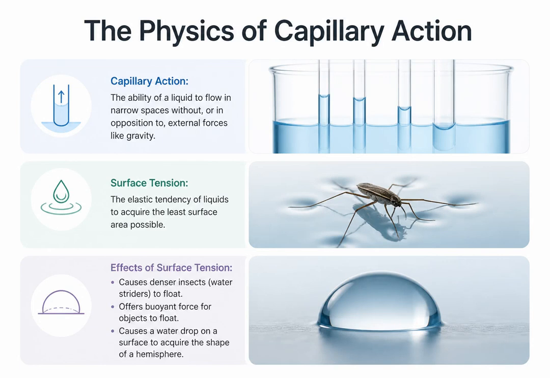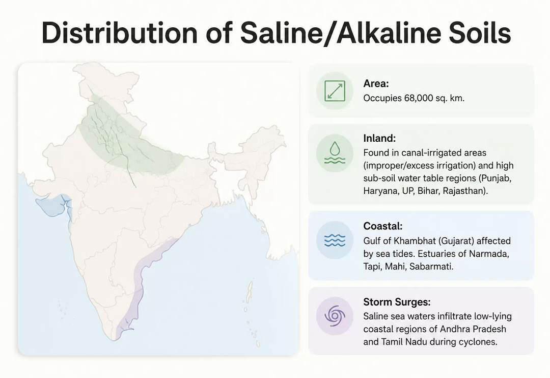To truly understand how salts move upward against gravity, we need to look at the physics of capillary action and surface tension. Surface tension is the elastic tendency of liquids to acquire the least surface area possible. It's what allows denser insects like water striders to float, and it causes a water drop to form a hemisphere. This same surface tension drives capillary action, enabling water, and the dissolved salts it carries, to flow upward through the narrow spaces in the soil. These saline and alkaline soils occupy about 68,000 square kilometers in India.